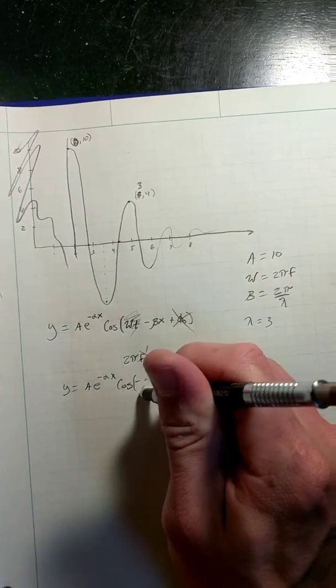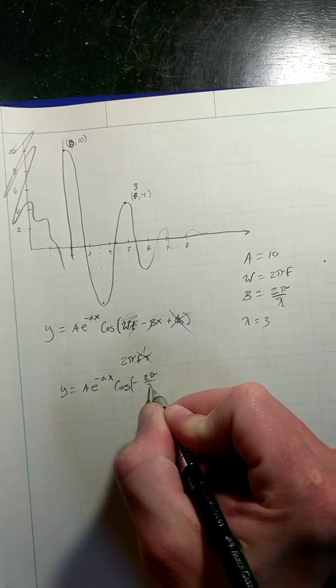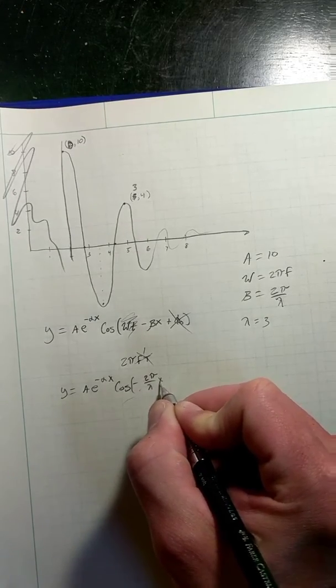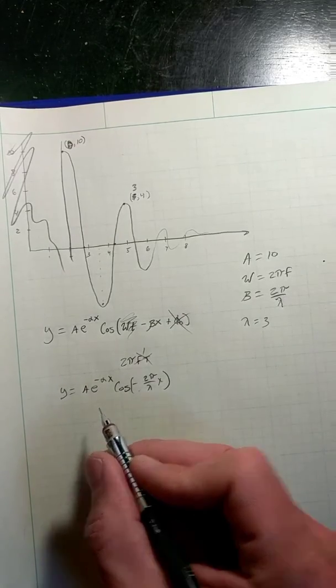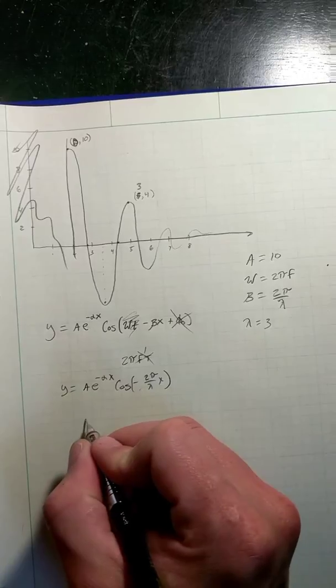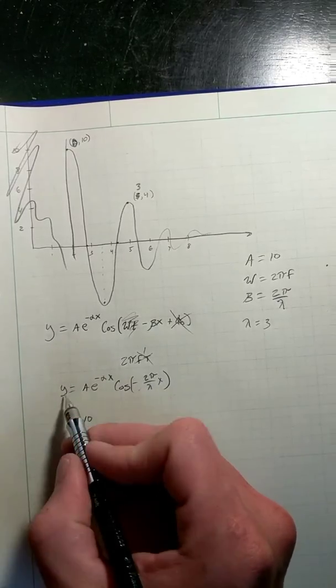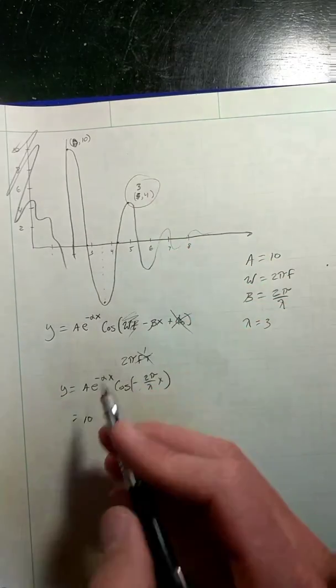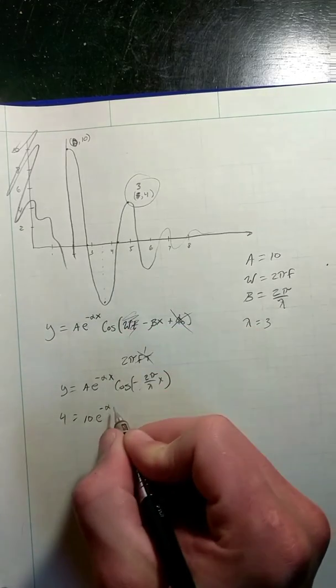well, we'll just write this as 2 pi over the wavelength x. Okay, so now we just straight up plug in the values we have. The amplitude is 10. Our x and our y come from this point, so that's 4 equals 10 e to the negative alpha times 3, where 3 is our x.